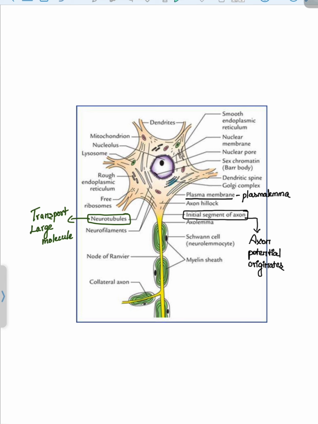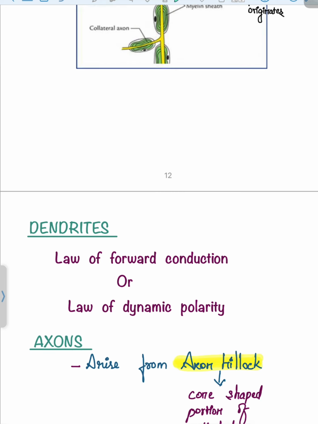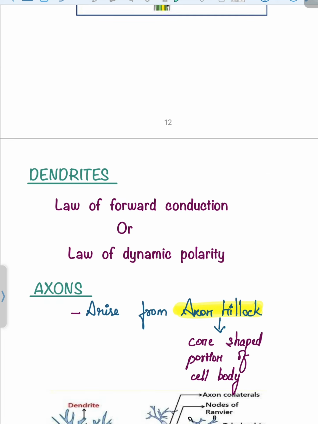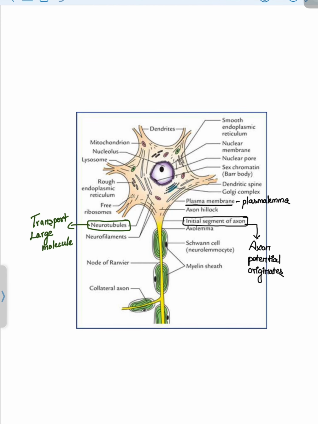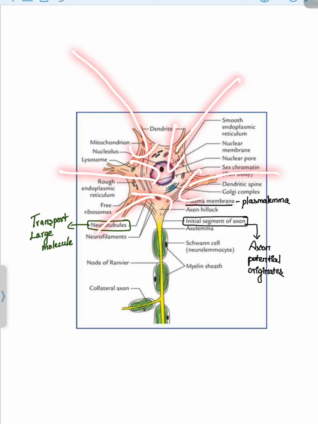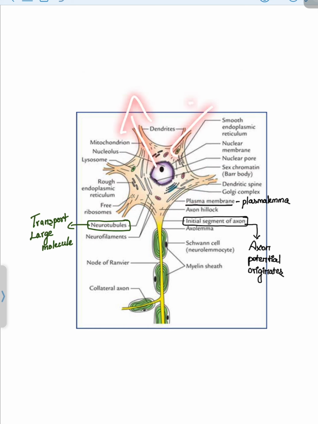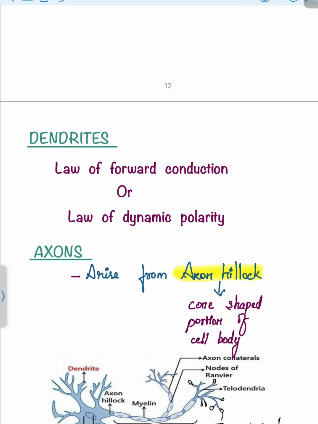One important law you have to know in these dendrites is law of forward conduction or law of dynamic polarity. The word itself says forward conduction, dynamic polarity. The dendrites always conduct the impulses towards the cell body, okay, in this direction, towards the cell body, and never conduct impulses away from the cell body. This never happens, and that's why we have given the law as law of forward conduction or law of dynamic polarity, right?